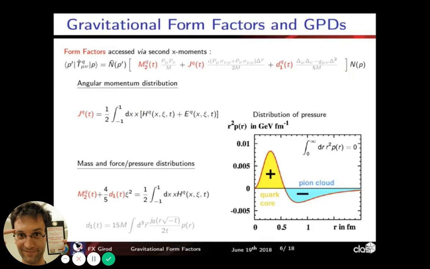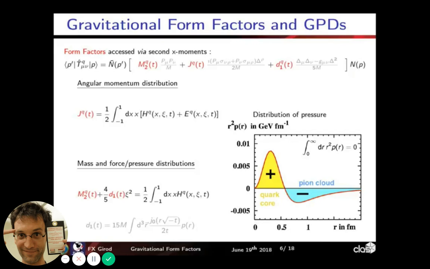So in more detail about the energy momentum tensor, there are three gravitational form factors, M2, J, and D1. J is the famous angular momentum distribution form factor that appears in the Ji sum rule. And it's related to the second Mellin moment of the sum of the GPDs H and E. There are two other form factors, M2 associated with the mass distribution and D1 associated with the force and pressure distributions inside the proton, and they're related to the second Mellin moment of H alone.